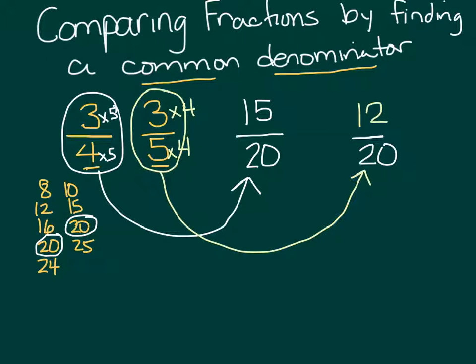Now that I have two numbers with the same denominator, I can compare the numerators. 15/20 is bigger than 12/20. Therefore, 3/4 is bigger than 3/5.